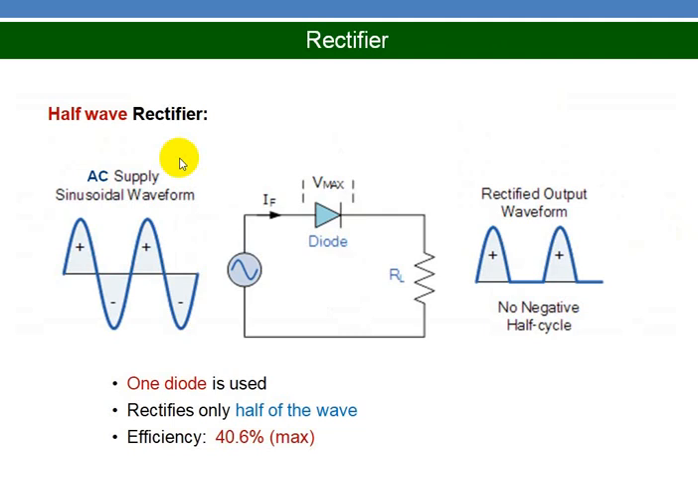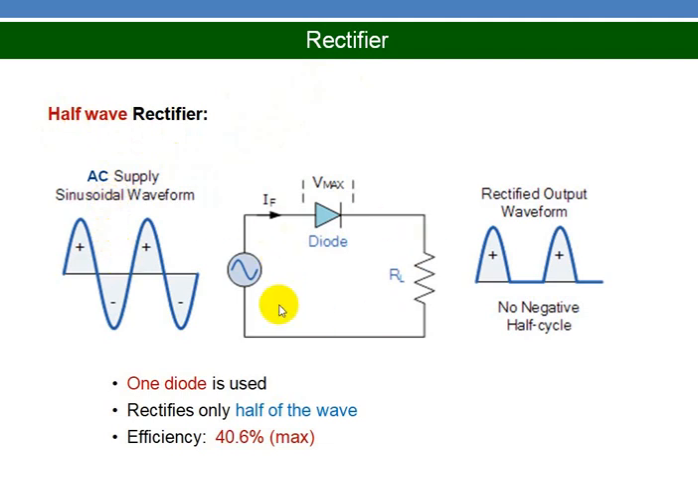The purpose of regulators is to maintain constant voltage irrespective of the change in the load current and load resistance, and also due to change in input voltage. So coming to the rectifier, we have three types of rectifiers, starting with the half wave rectifier.